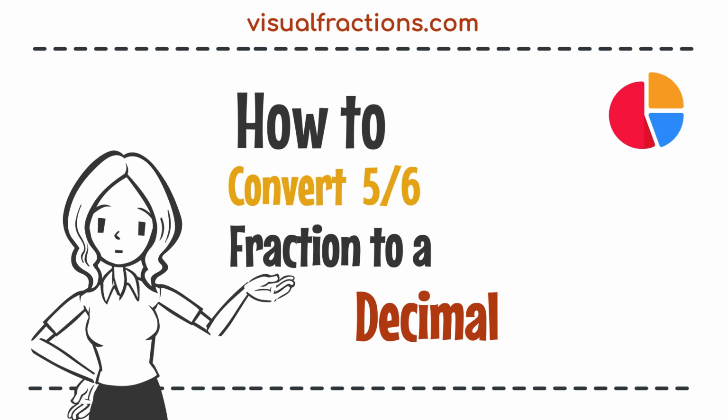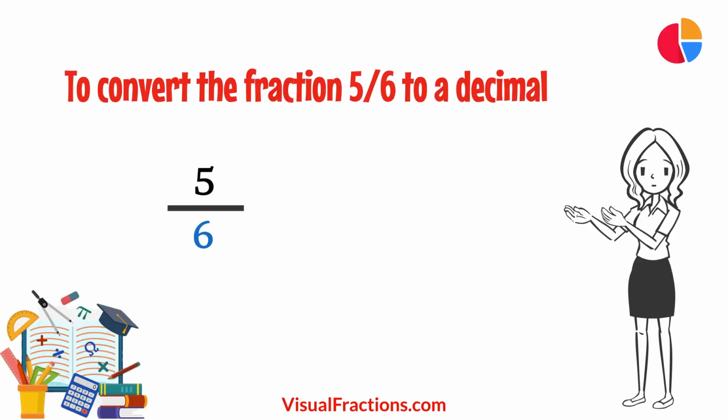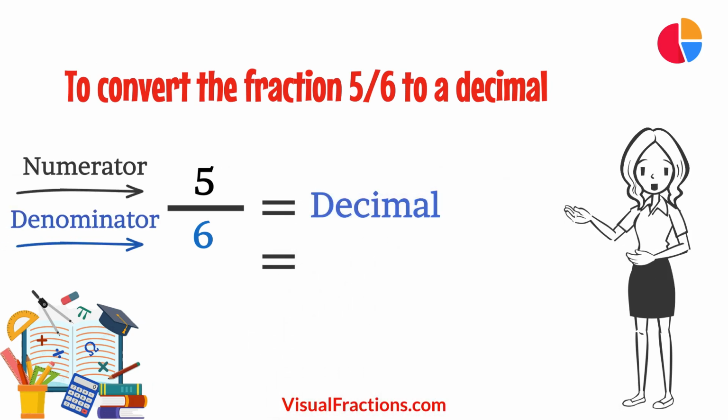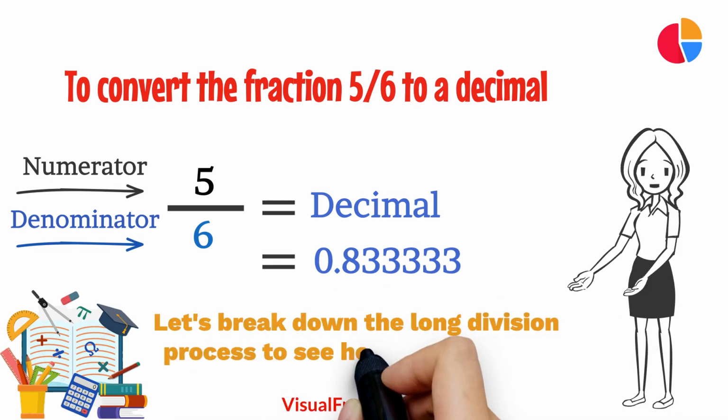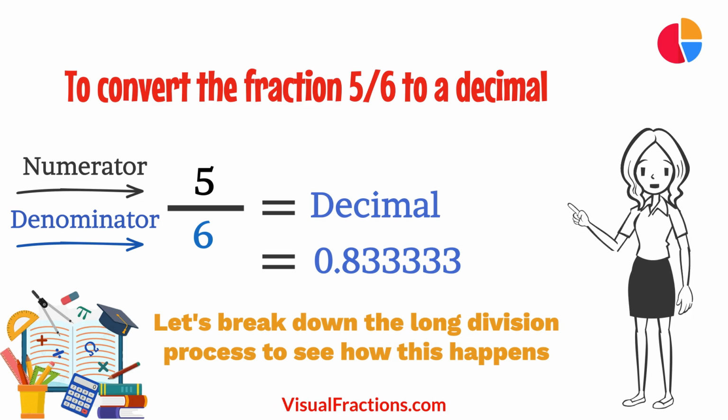Today, we're going to explore how to convert the fraction 5/6 to a decimal. To convert the fraction 5/6 to a decimal, we simply divide 5 by 6. This division results in the decimal 0.833333, where the digit 3 repeats indefinitely. Let's break down the long division process to see how this happens.